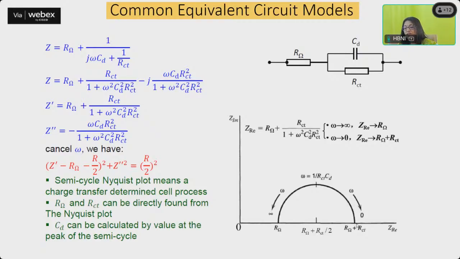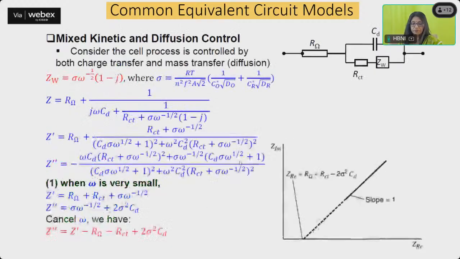Over here, what you have is the resistance coming from the cell as well as that coming from the charge transfer mechanism. And over here, what you have is the capacitance. So this semicircle Nyquist plot means a charge transfer determining the cell process. This R omega and RCT, RCT being the resistance due to charge transfer, can be directly found from the Nyquist plot. And this capacitance can be calculated by the value at the peak of the semicircle, whatever you are seeing.